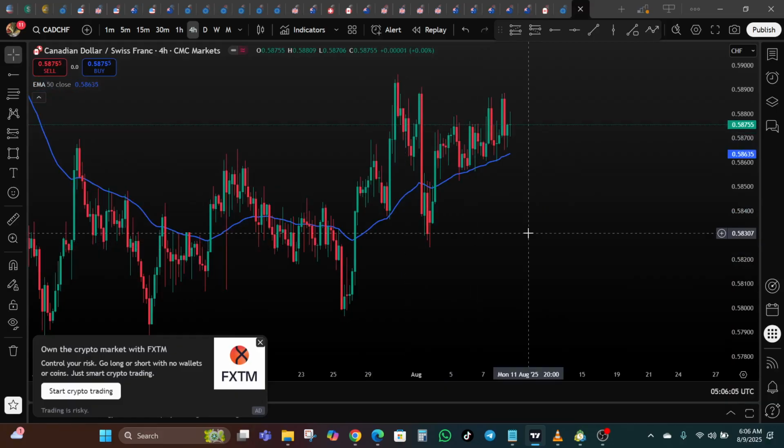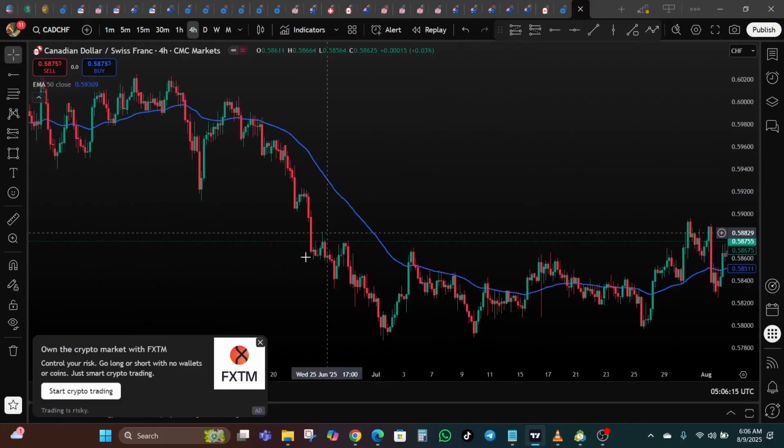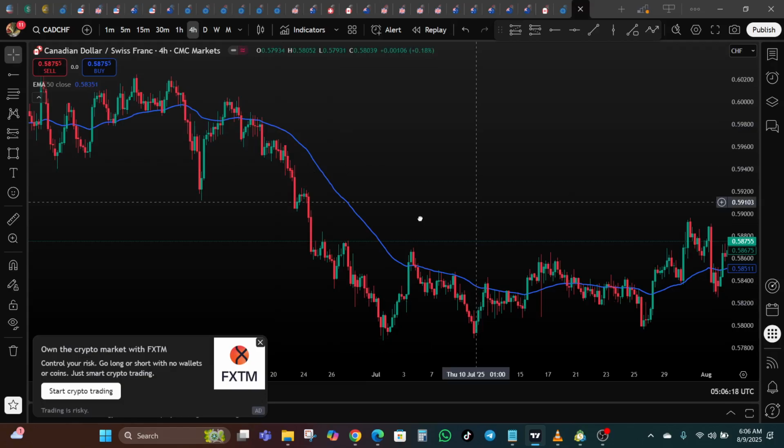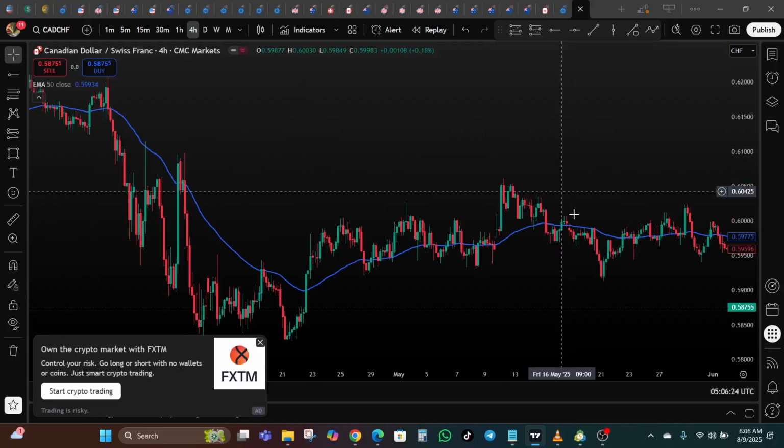So moving averages are very helpful with trend direction, and they also act as dynamic support and resistance. If you notice, in a bearish trend you might see price bouncing off the moving average, and in a bullish trend you might see price bouncing off the moving averages also to the upside. So these moving averages give you clear areas to watch for your entries.